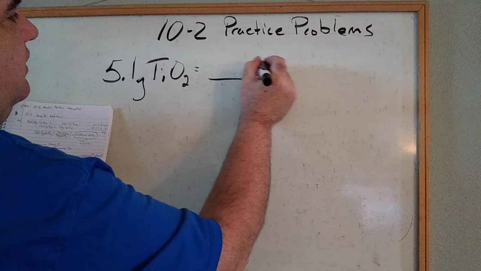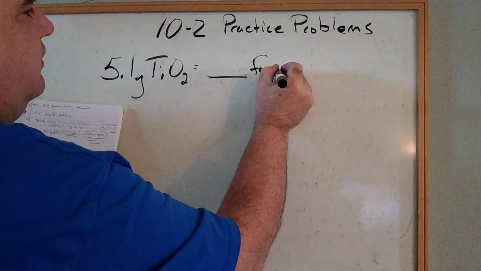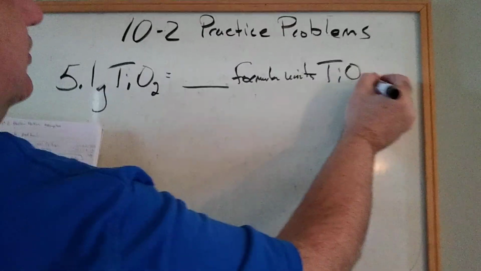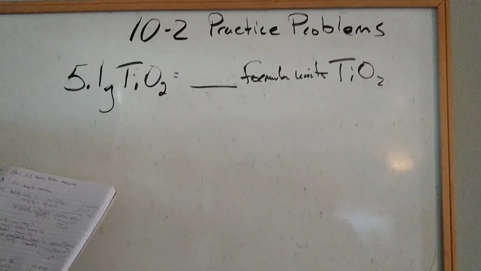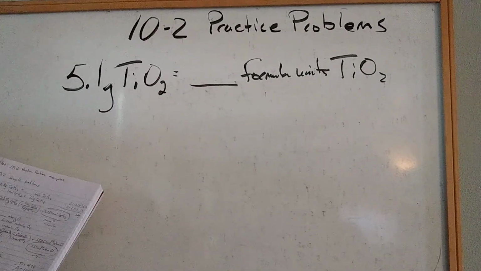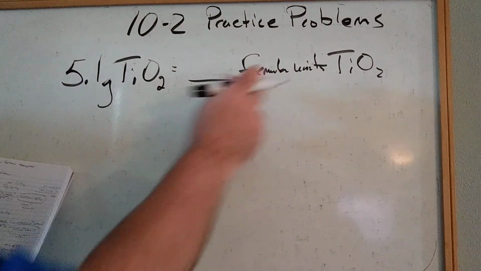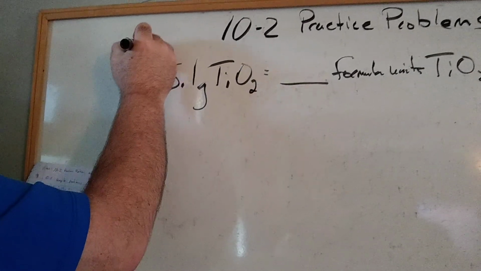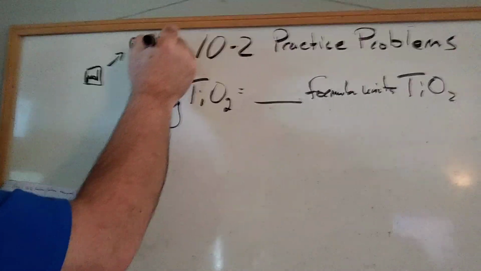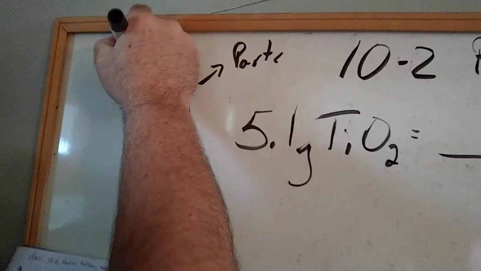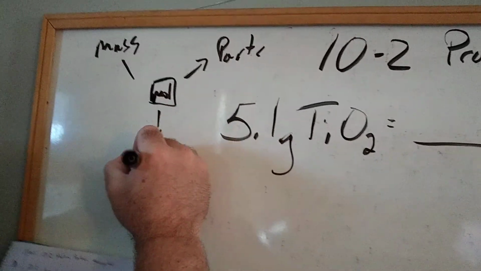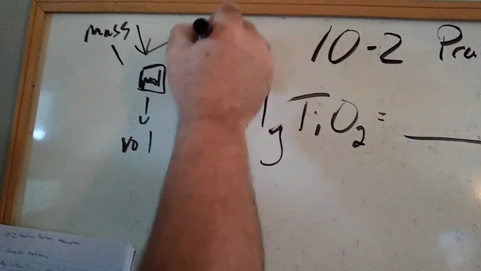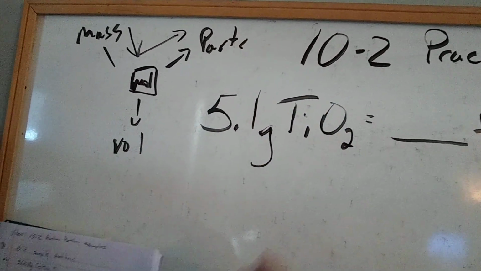We want to know how many units or formula units of TiO2 there are. So this one's going to be grams to formula units. If we look at our little key, remember we had mole in the middle, we had particles, I'll just call it parts. Over here we had mass, and down here we had volume. So we're starting here, and we're doing a little pathway. We got to go through the mole to the particle.